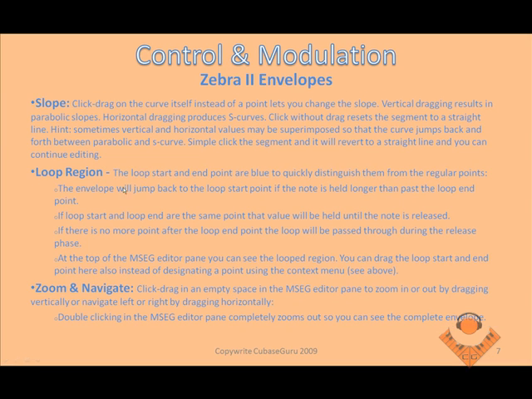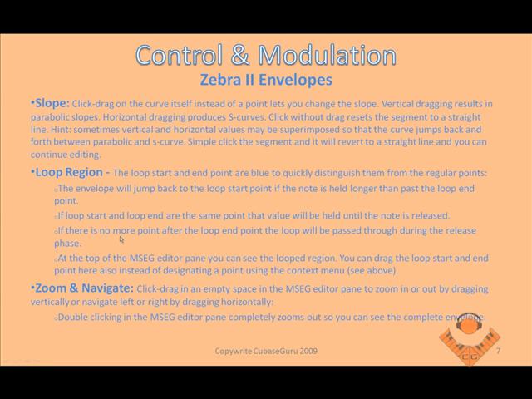Okay, loop region. The loop start and end point are blue to quickly distinguish them from the regular points. In fact, it depends what skin you're using. I'll show you in a minute, because that's true in one case, not the other. The envelope will jump back to the loop start point if the note is held longer than past the loop end point. If loop start and loop end are the same point, that value will be held until the note is released. If there is no more point after the loop end point, the loop will be passed through during the release phase.